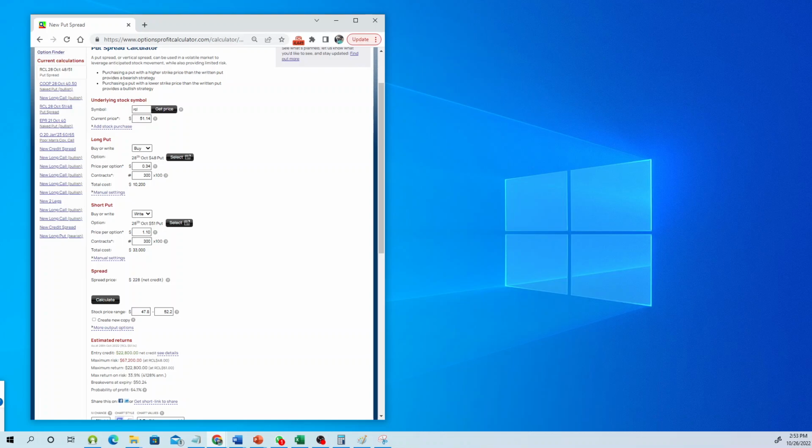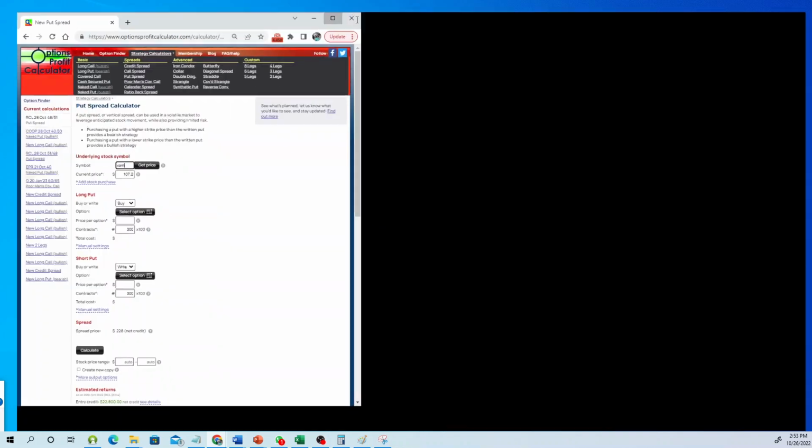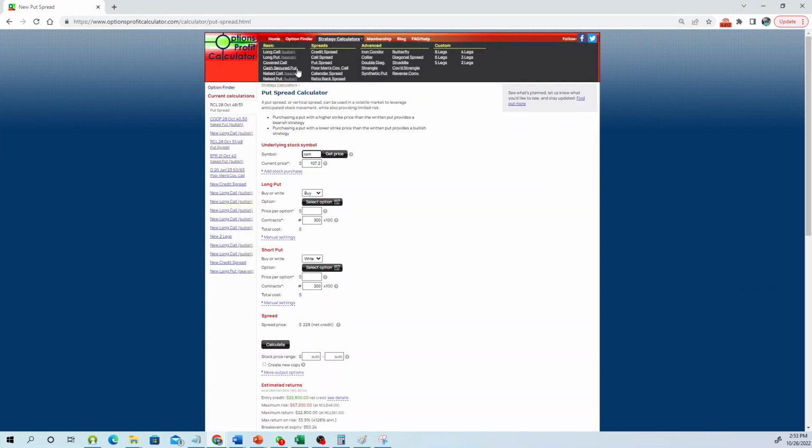So one of the ones we'll look at today is XOM. When you go to use this, what I like to do is the put spreads. You select it, and it pulls up the stock with the current price it's trading at, and then you buy a position and sell a position.